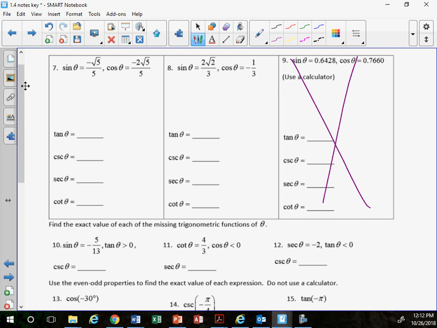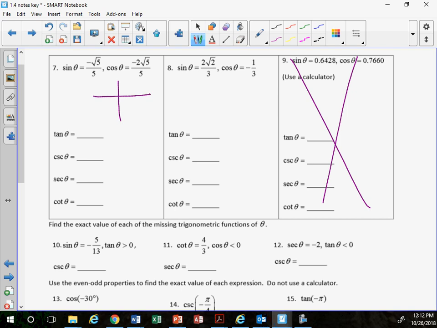So number 7 here, I am telling you what sine of theta is equal to and what cosine of theta is equal to. Based on that information, you have to find tangent, cosecant, secant, and cotangent. So we're going to draw a picture. It's not an option.